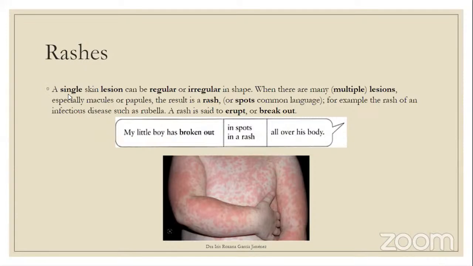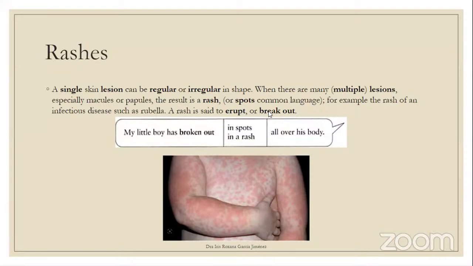A single skin lesion can be regular or irregular in shape. When there are many lesions, I mean multiple lesions, especially macules or papules, the result is a rash, or in common language, spots, as we were checking in the previous chart. For example, the rash of an infectious disease, such as rubella, right? A rash is said to erupt or break out.